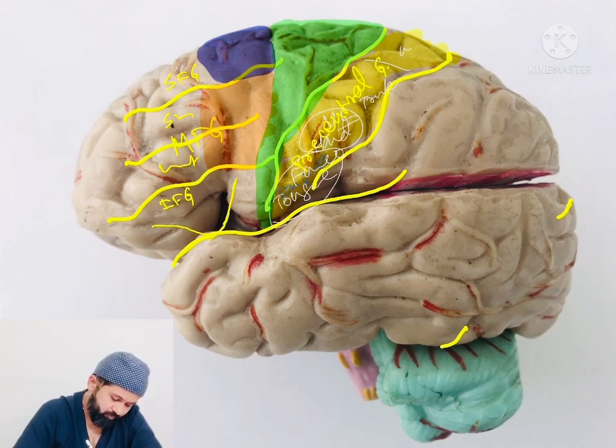The lower part is known as pars orbitalis. The part between the two rami is known as pars triangularis, and the part between the precentral sulcus and the ascending ramus is known as pars opercularis.